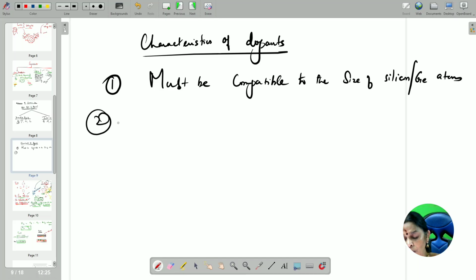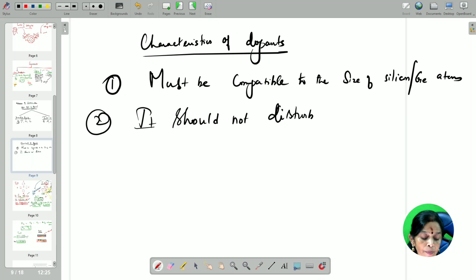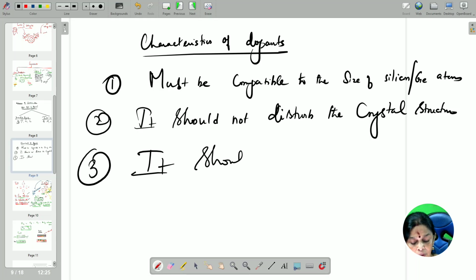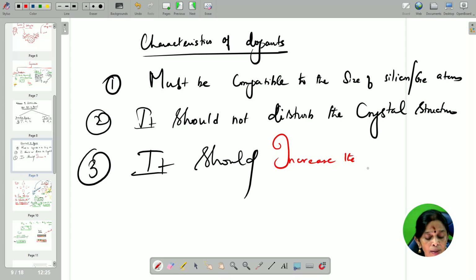Number 2, it should not disturb the crystal structure. As well, number 3, it should definitely increase electrical conductivity. It should increase the electrical conductivity. That is our ultimate aim, right? Increase the electrical conductivity.